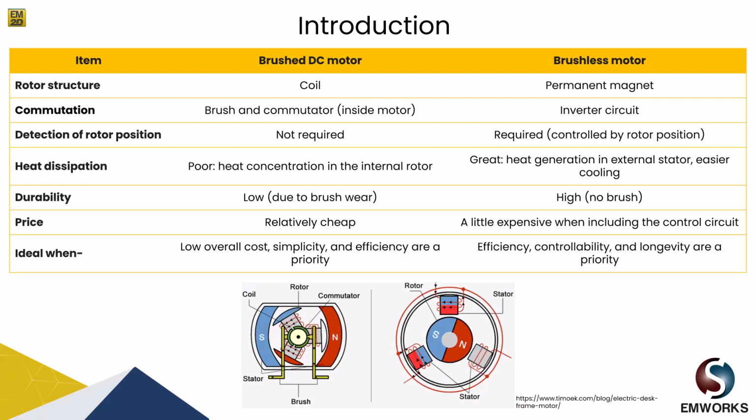Here are the differences between the brushed DC motor and brushless motor. If you look at the rotor structure, the brushed DC motor has a coil winding and the brushless DC motor has permanent magnets mounted or buried inside the rotor cores. For commutation, for brushed we have a commutator and brush as it's said in the name, and we need an inverter circuit to run a BLDC motor. We also need to detect the rotor position so that we can turn on or turn off the particular inverter switches.